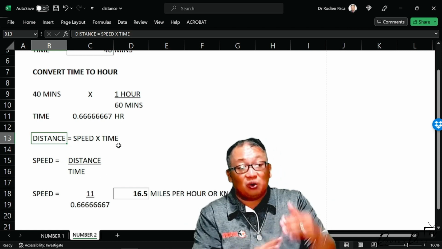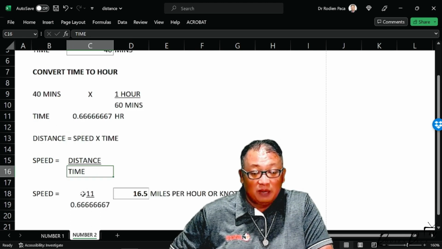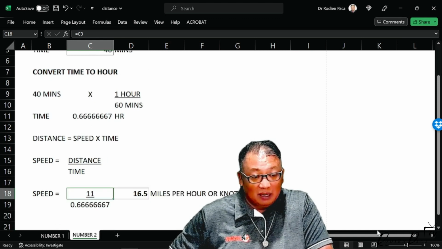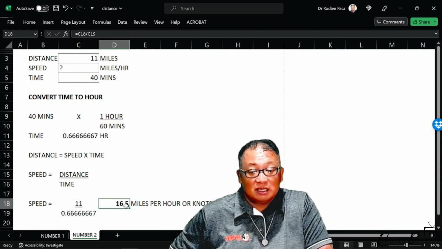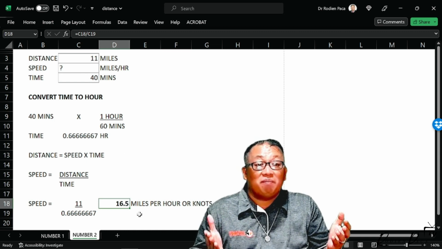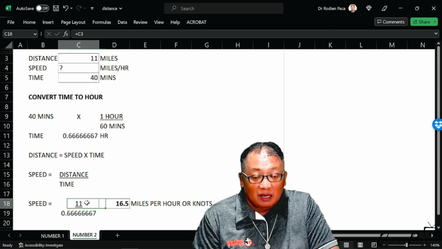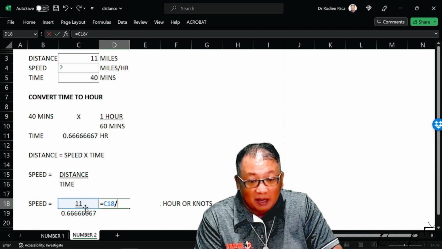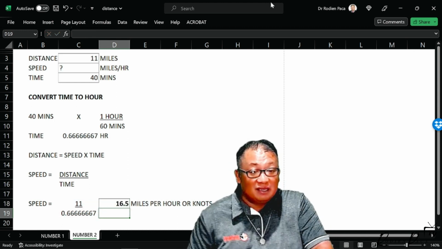The variable that I throw becomes the divisor. So speed becomes distance over time, which is 11, and I just copy it here. It's 16.5 miles per hour, or knots. So how I did it is very simple. 11 divided by this one is 16.5 knots. Very easy in Excel.